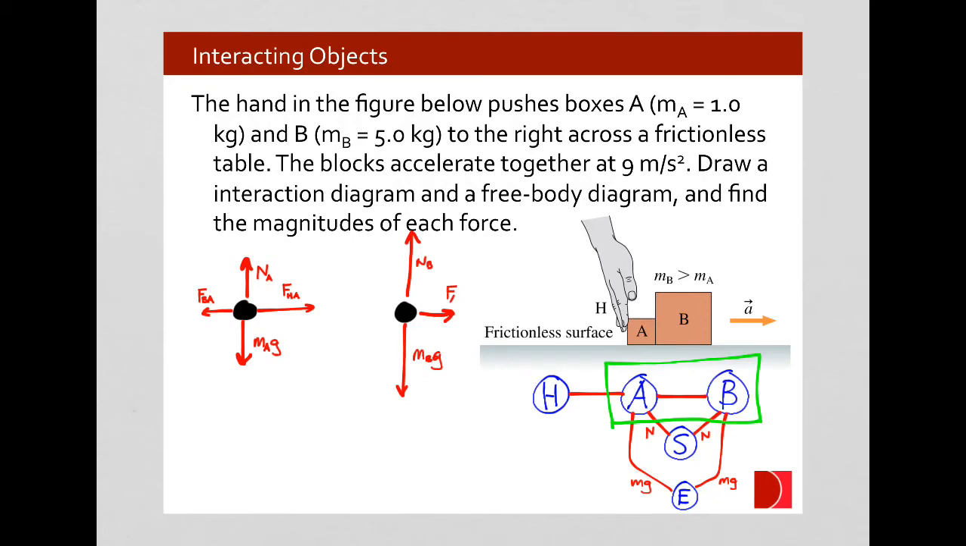This is the force that A is exerting on B. And we'll notice here that these two force vectors are equal in length and opposite in direction because they are an action-reaction pair, and so they're equal and opposite in direction. They show up in the two free body diagrams.